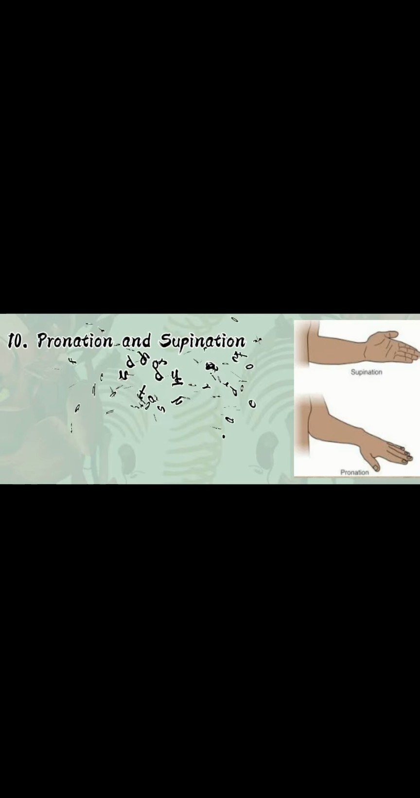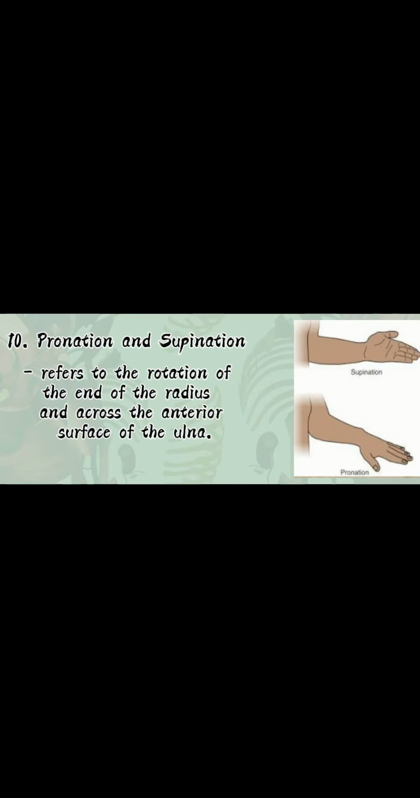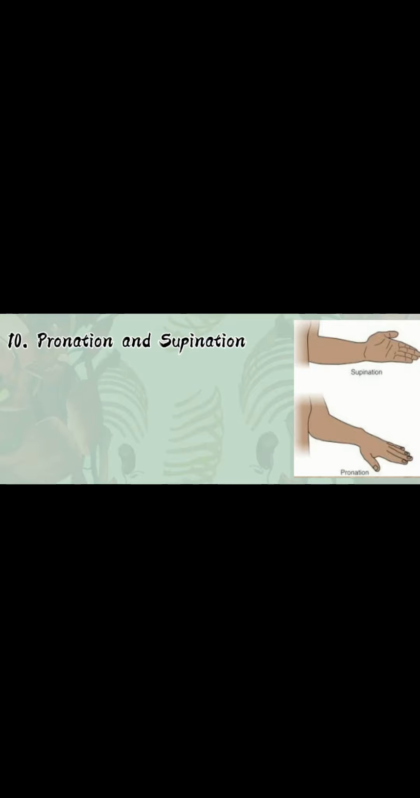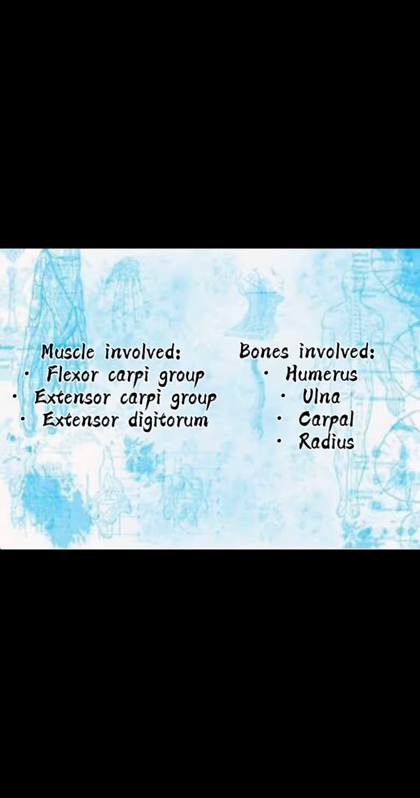10th movement, supination, refers to the rotation of the end of the radius across the anterior surface of the ulna. Proper execution. These are the muscles and bones involved.